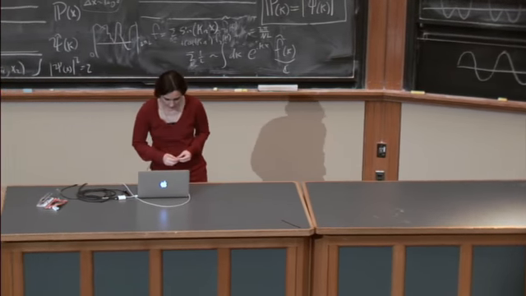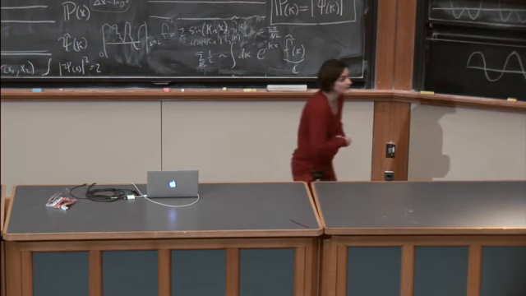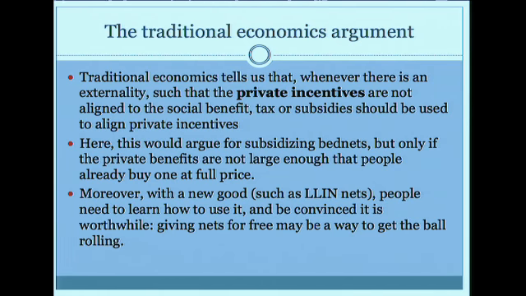So this would argue that the fact that the private incentive to get your bed net is low would argue for subsidizing the bed net, but only if the private incentives are not large enough that people are already not buying your bed net. So suppose, for example, that people hated being sick, which presumably they do, then they would get the bed net anyway.